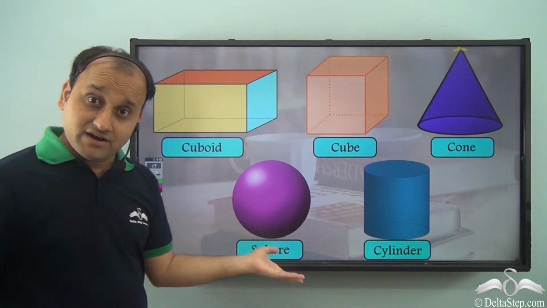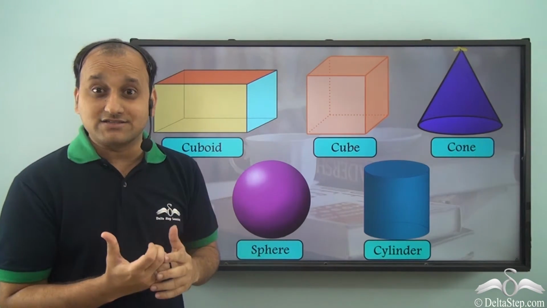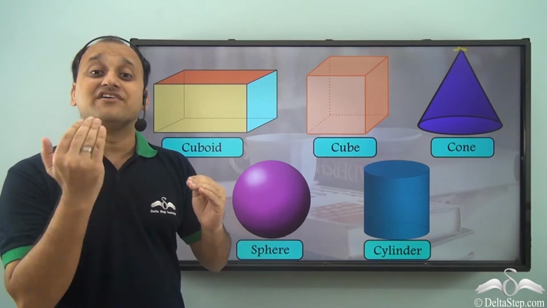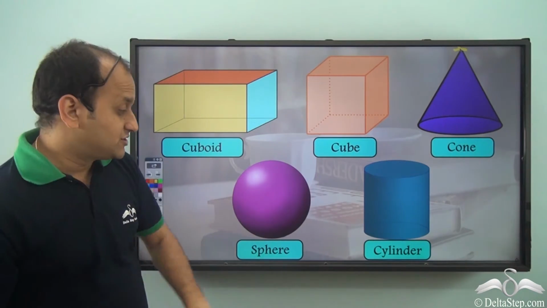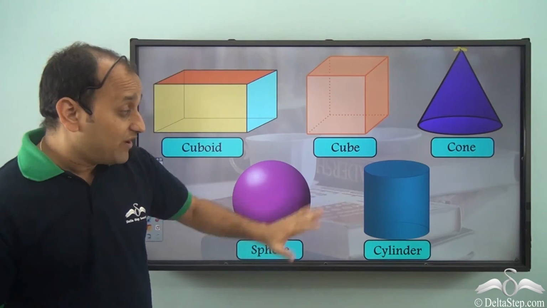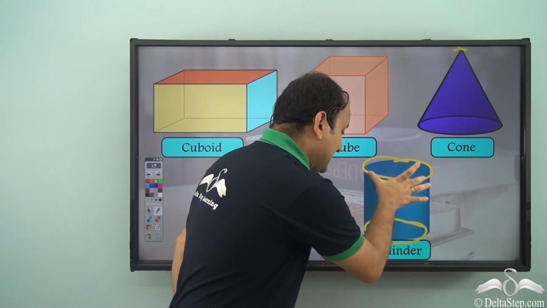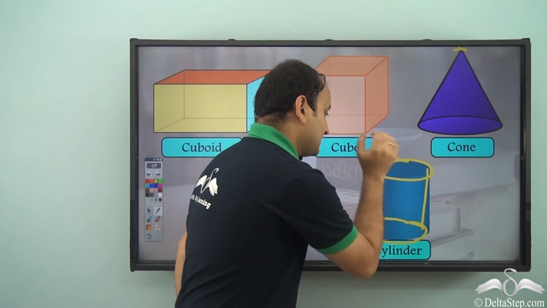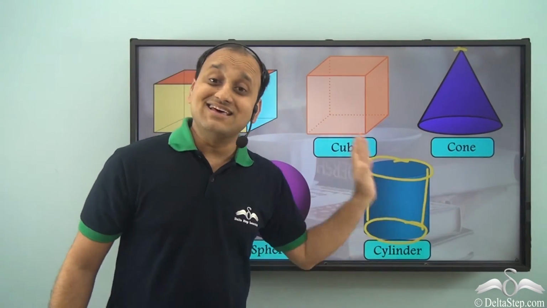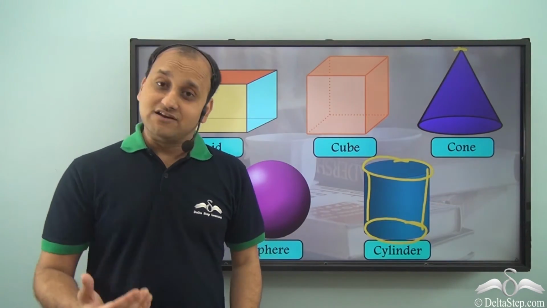Then let's come to the sphere. A sphere is completely round. So it's not flat like a circle. From whichever angle you see, you will find that it is round, completely round. And then the cylinder. This is also a very common shape in which you have two circles and then this area is there which joins these two circles and we get a cylinder. So these are all the new shapes which we have learned today.